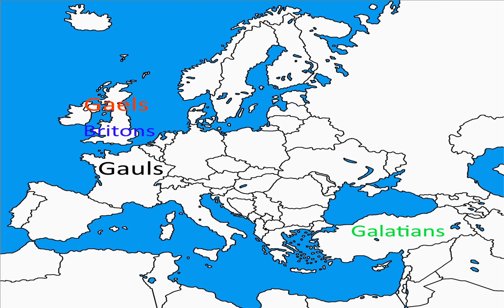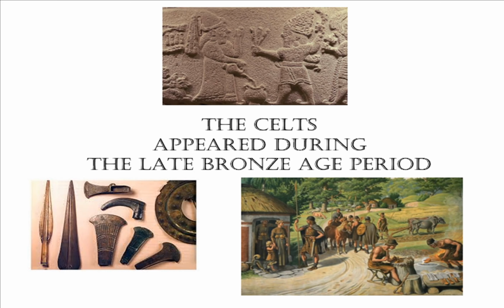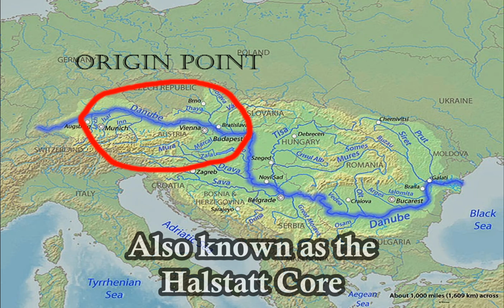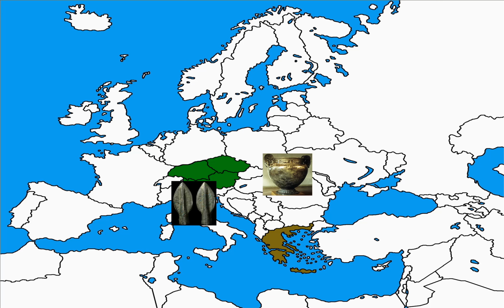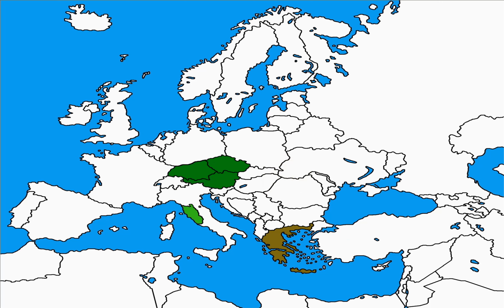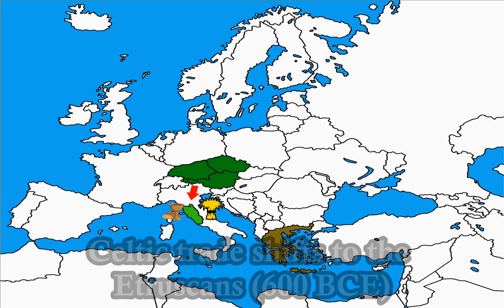The Celts appeared in the Late Bronze Age in 1200 BCE, and later organized into tribes around the Upper Danube. They established trade relations with the Greeks. Artifacts of Greek origin, such as wine vessels and arrowheads, were found in various places such as Burgundy and northern France. In later years, the Celts shifted towards trading with the Etruscan civilization in central Italy.